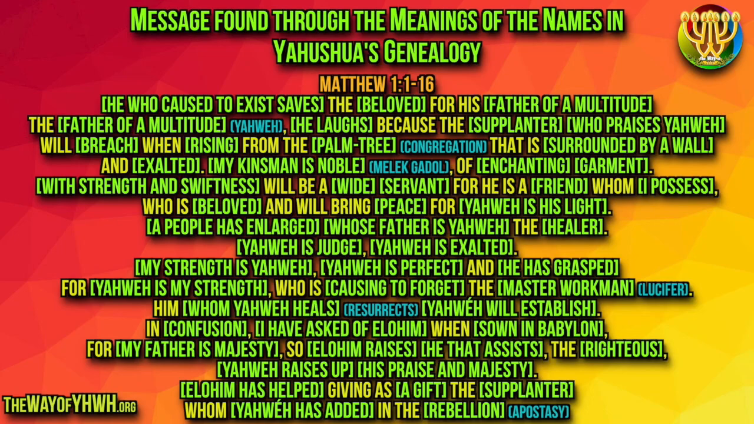So just like Zerubbabel was born in Babylon, but he represents the second coming, then the second coming would be born in confusion. And that's why he would be like the prodigal son, like I was saying. It says, him whom Yahweh resurrects, Yahweh will establish. In confusion I have asked of Elohim when I was born in Babylon. My father is majesty, that is Abiyud. My father is majesty. Elohim raises, or my father's majesty, Elohim will raise.